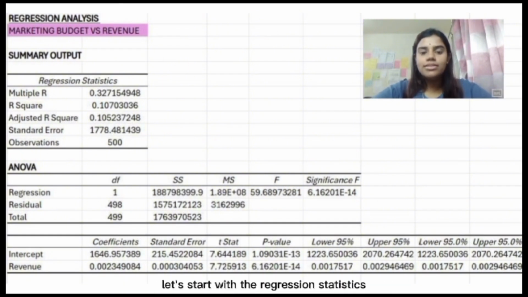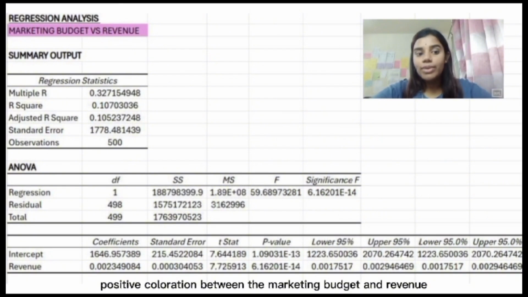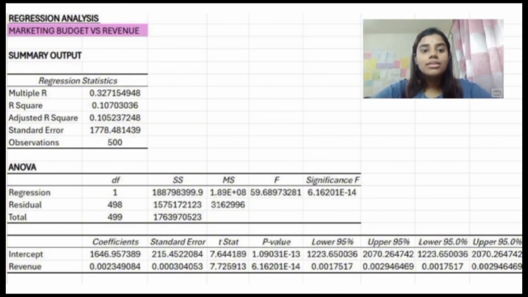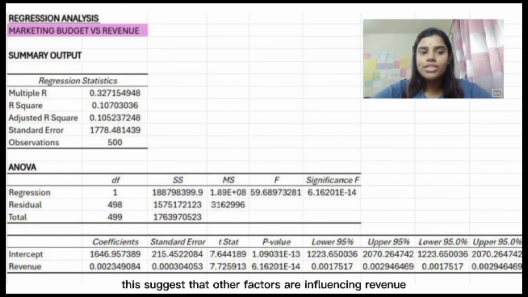Let's start with the regression statistics. The multiple R value is 0.327, which indicates a weak positive correlation between the marketing budget and revenue. The R square is 0.107, meaning that only 10.7% of the variation in revenue can be explained by changes in marketing budget. This suggests that other factors are influencing revenue beyond the marketing budget. The adjusted R square is slightly lower, 0.105, which accounts for the size of our database and confirms the low explanatory power of the model.